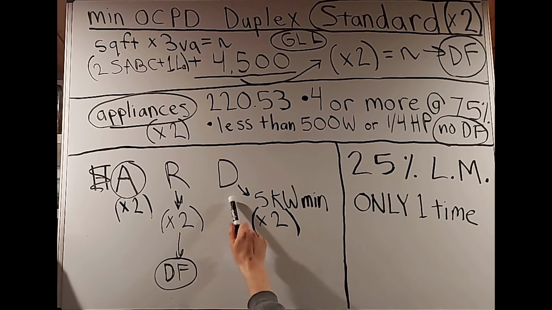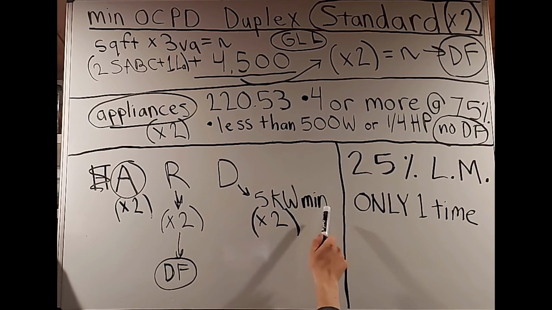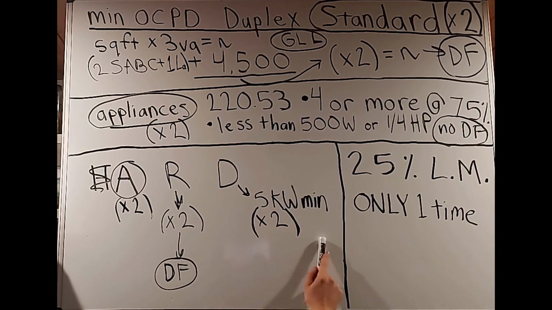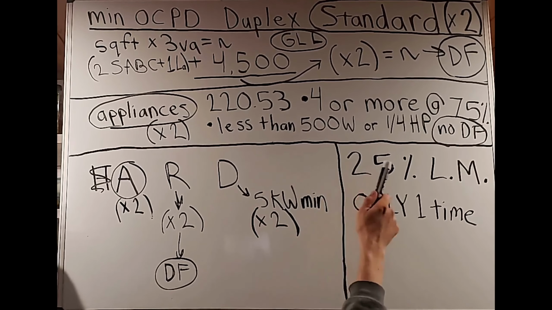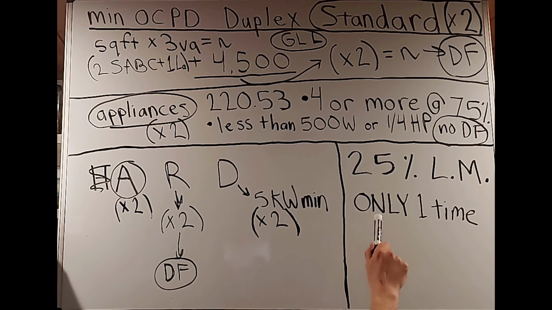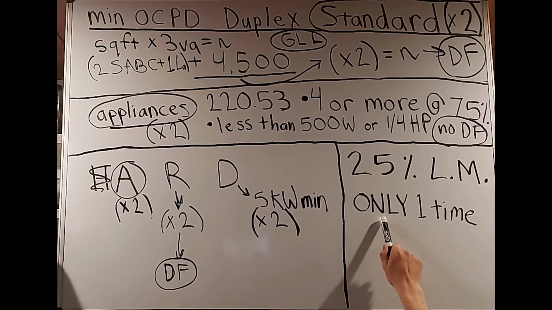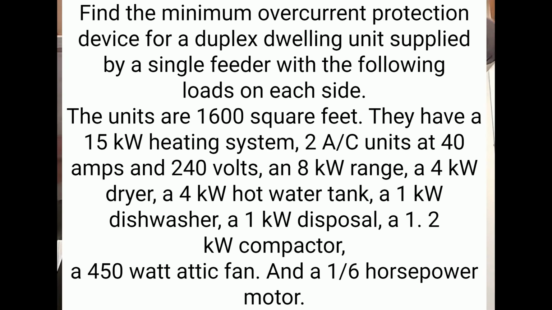Then we get into dryers. We have a 5 kilowatt minimum, and we're going to multiply by 2 because we have duplex. Next, we get into the 25% of the largest motor section, and we really need to remember we're only doing this one time because we're doing everything else times 2. We have 2 units, but it doesn't matter for this section. We're only doing this one time. Okay, and now we're going to get into the actual question.